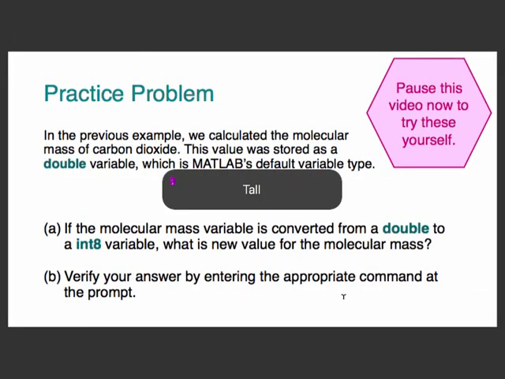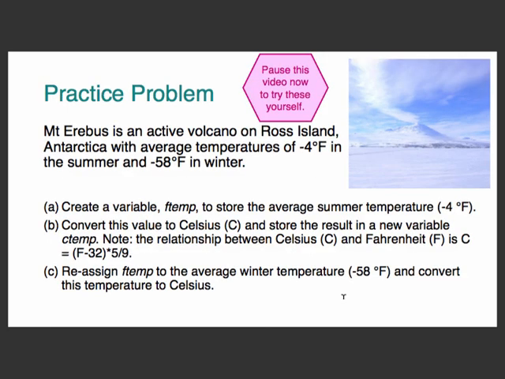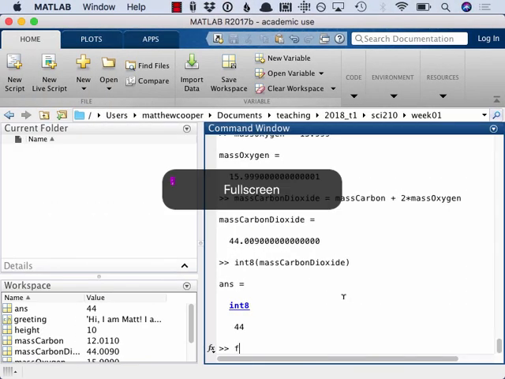Okay, so I've got some practice problems in here around these types. Typically, nobody cares in MATLAB about these types, okay? Mount Erebus is an active volcano on Ross Island, Antarctica, with average temperatures of -4 degrees Fahrenheit in the summer and -58 degrees Fahrenheit in the winter. Create a variable, ftemp, to store the average summer temperature, -4, okay?